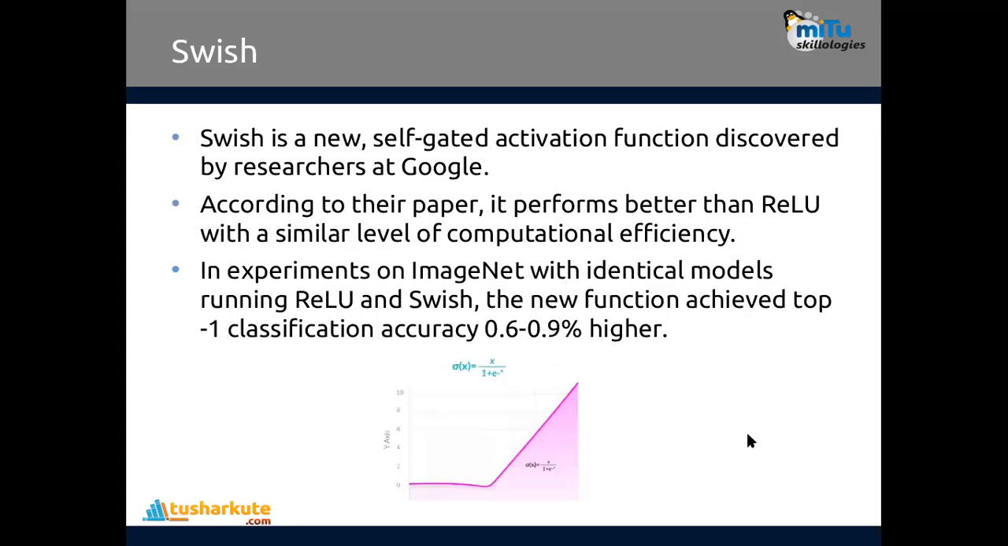And the last is Swish. It is a new self-gated activation function discovered by Google researchers. Their white paper is available on Google's machine learning website. According to their paper, it performed better than ReLU at a similar level of computational efficiency. ReLU is very commonly used in CNN, but Swish is also a good idea to apply. Earlier libraries did not have it, but the current version of TensorFlow lets us use Swish, by which more accurate MLP classifiers can be created.